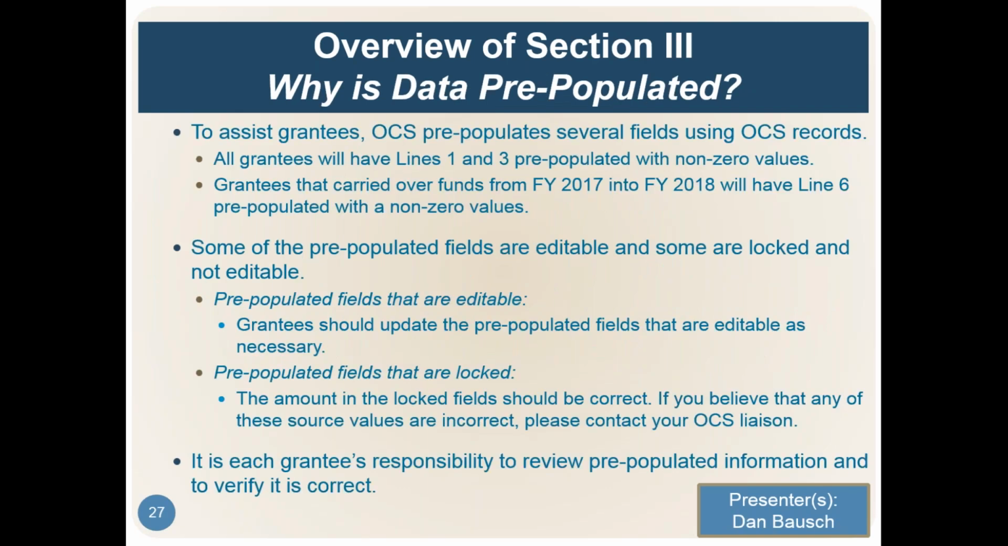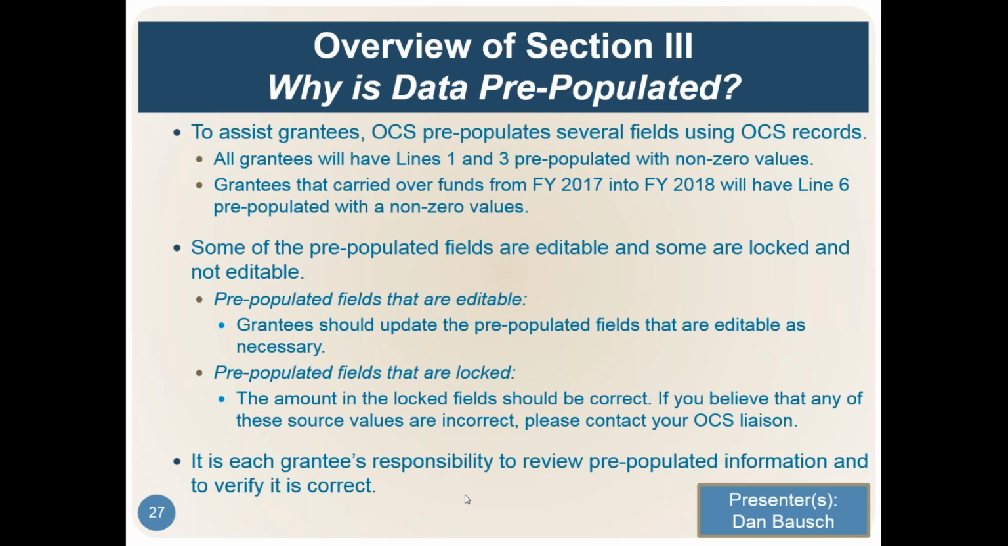When you go into OLDC to initiate your performance data form, you'll see that some fields have data populated into them already. So to assist grantees, OCS pre-populates several of the fields in this section, the Sources of Funds section. All grantees will have lines 1 and 3 pre-populated with non-zero values, and we're going to go over each line and talk about what each of those lines are. And then if you have carried over funds from fiscal year 2017 into fiscal year 2018, line 6 will also have a non-zero value that's pre-populated.